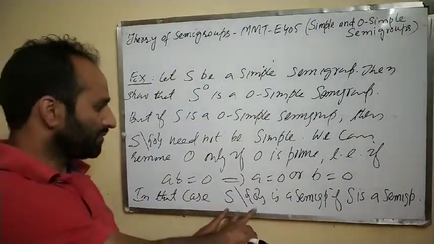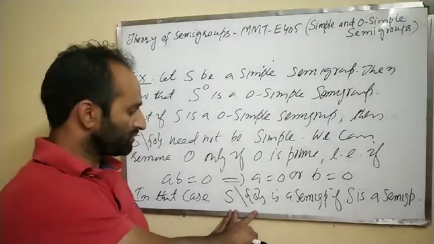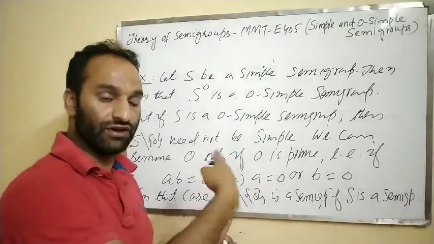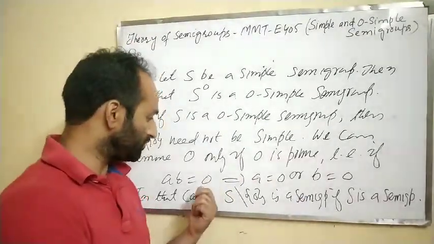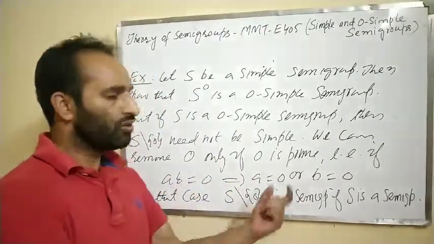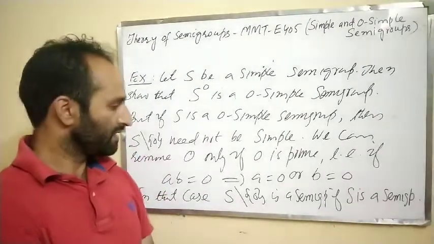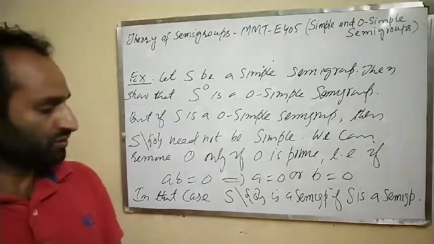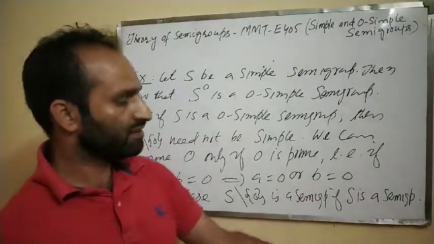Because if you choose any two elements in S minus 0, say A is in S minus 0, B is in S minus 0, A is not equal to 0, B is not equal to 0, then their product cannot be equal to 0, because for a product to be equal to 0, one of them must be equal to 0, which is not the case, because A is not equal to 0, B is not equal to 0. So in that case, it's a semigroup whenever S is a semigroup.